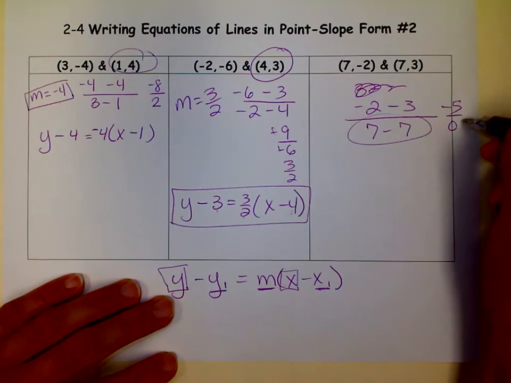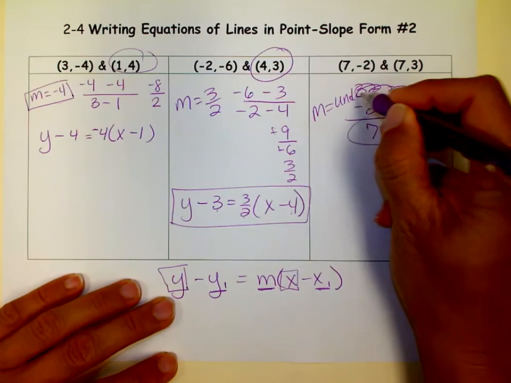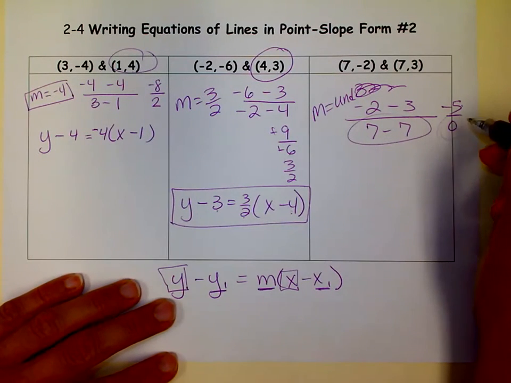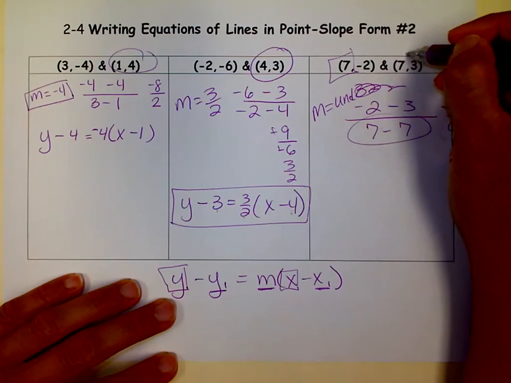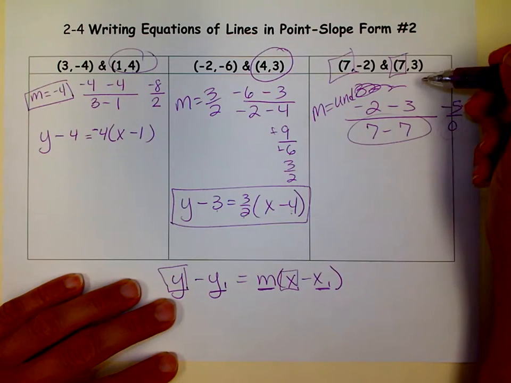Whenever you have a slope where 0 is in the denominator, the slope is undefined. If 0 was in the numerator, it would be a slope of 0. It would be a horizontal line. But when the 0 is in the denominator, it's an undefined slope. And what do you notice about the x's? Do you see how the x's are this? That's how we got 0, because they're the same.